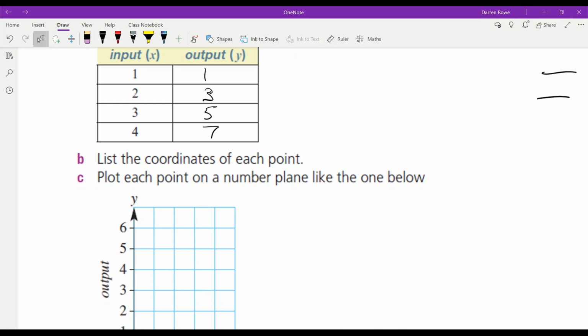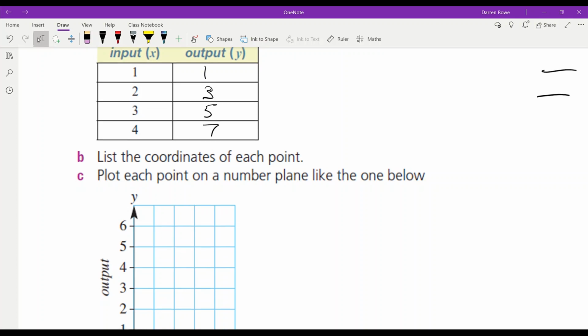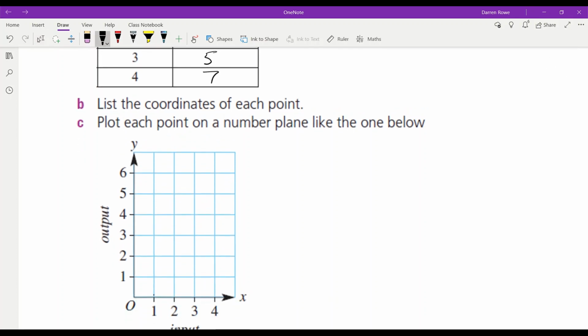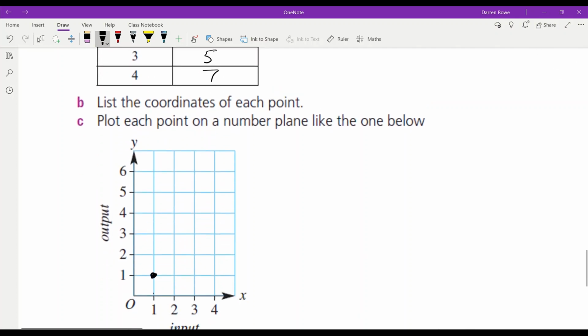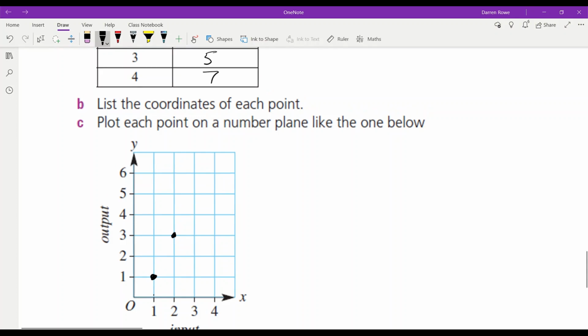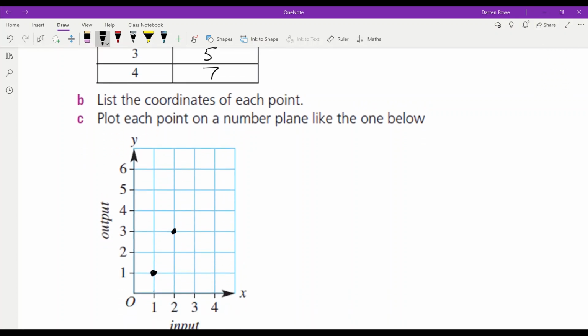Now the first number is always on the x-axis. So this point would go 1 up here and 1 there, so it would go in there. Then it says 2 and 3. So here's 2, and we go up to 3, goes there. Then 3 and 5, here's 3, up to 5, and then here's 4, and then up to 7, which would be up here. And you can see the line there, that's how you plot them.